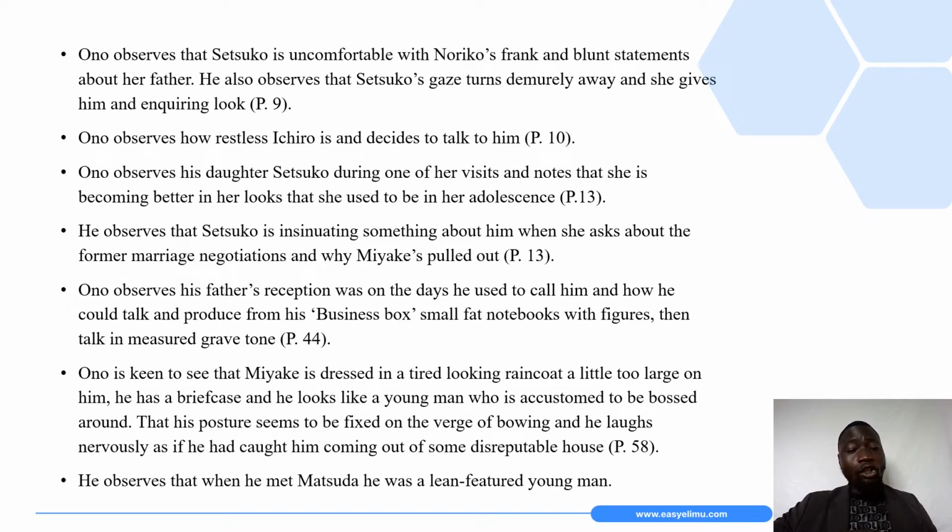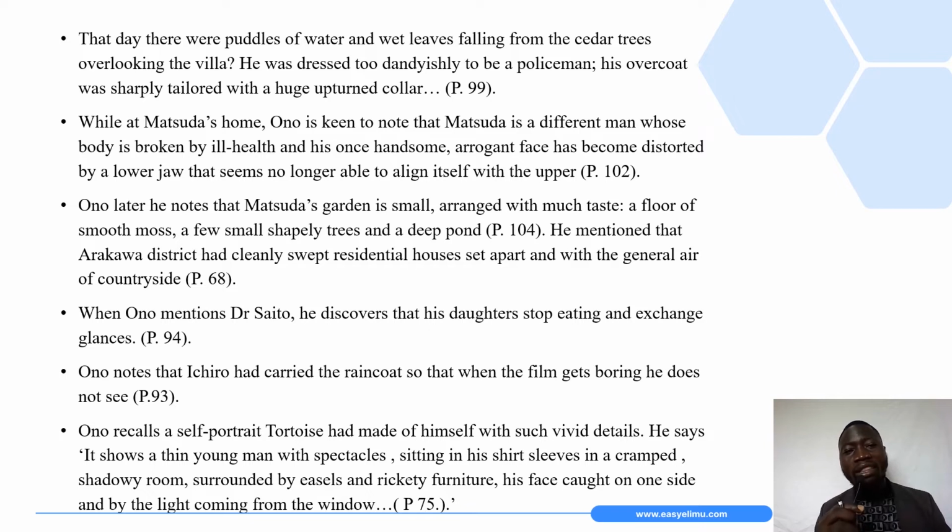So he also observes that when he met Matsuda, he was a lean featured young man. So we are told that that day there were puddles of water and wet leaves falling from the cedar trees overlooking the villa. He was dressed too dandishly to be a policeman. His overcoat was sharply tailored with a huge upturned collar. So that is vividly described on page 99 of the novel.